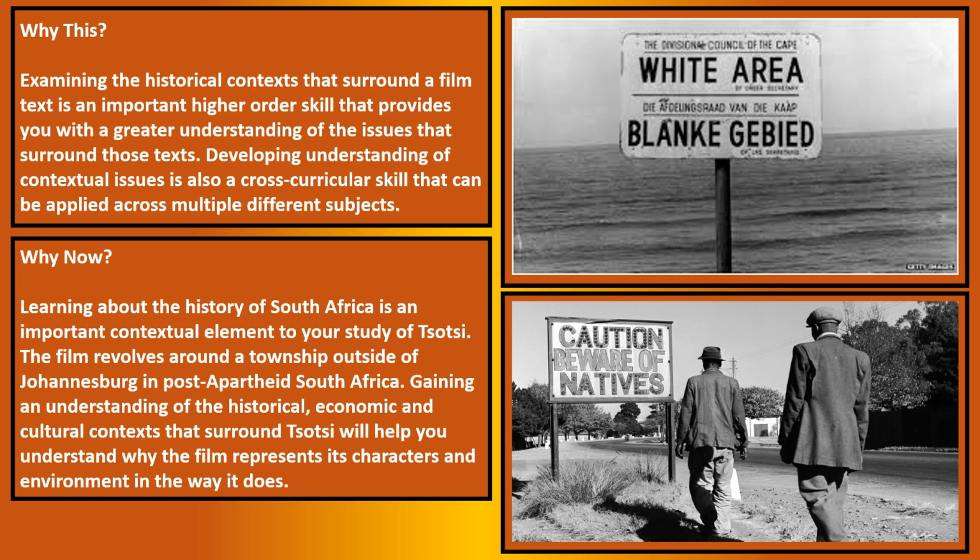And gaining an understanding of that historical, economic and cultural context that surrounds the film, that surrounds Tsotsi, will help you understand why the film represents its characters and environment in the way that it does. And remember, the key focus for this film is representation. We're going to be looking at media language as always and film language as always, but the key, specific focus is representation. So we're going to be looking at how the representations in the film are contextually linked to the history of South Africa.